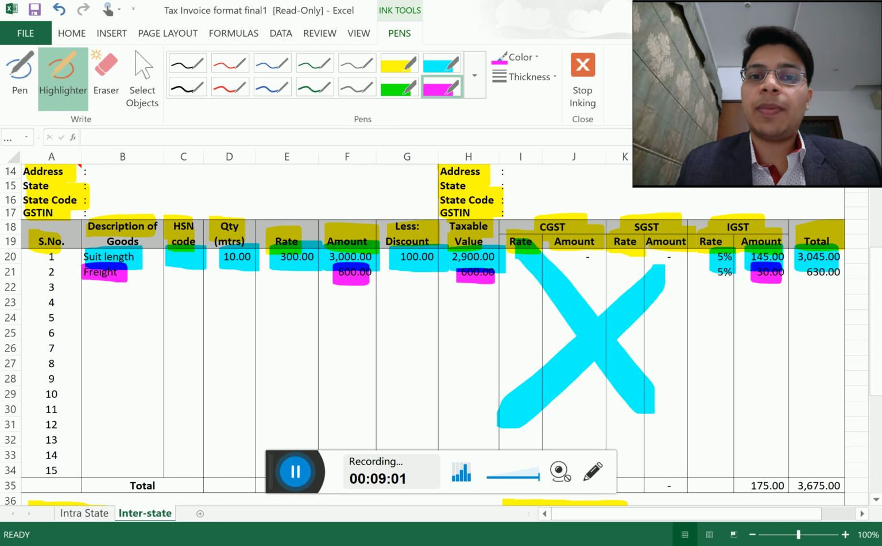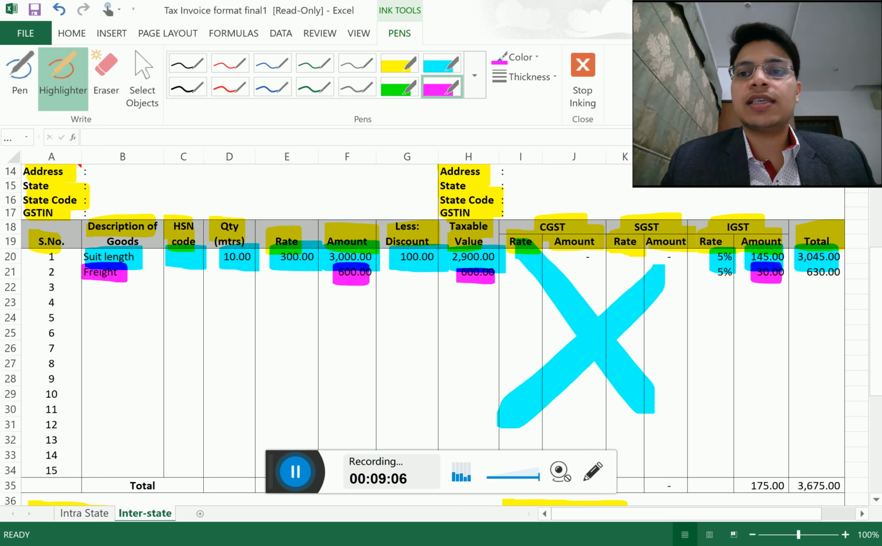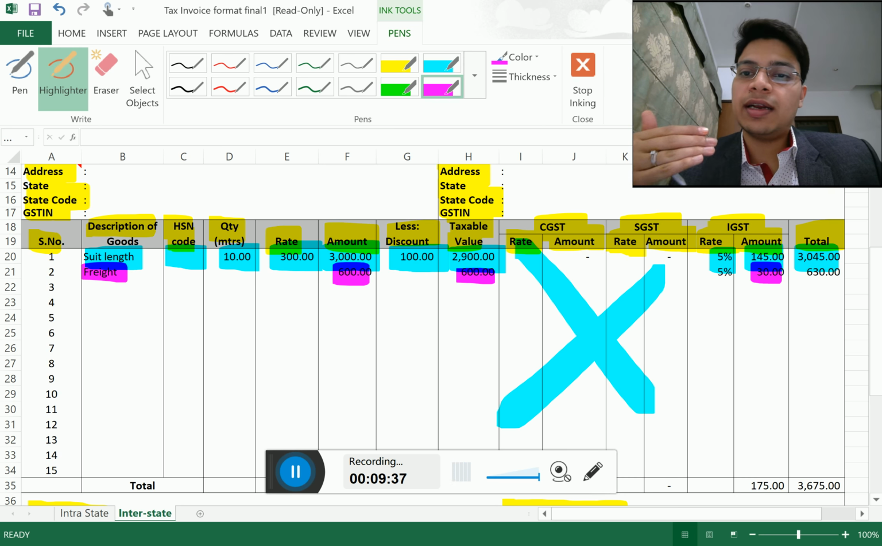And this composite supply is again a separate concept which I cannot discuss in this video in detail. So I'll discuss that in a separate video. To discuss it in a very short manner, I will say that this is an example of composite supply where the tax rate of freight will be taken as the tax rate of its principal commodity, principal supply. So your principal supply is suit length. So the rate of freight will be similar to the tax rate of the suit length.